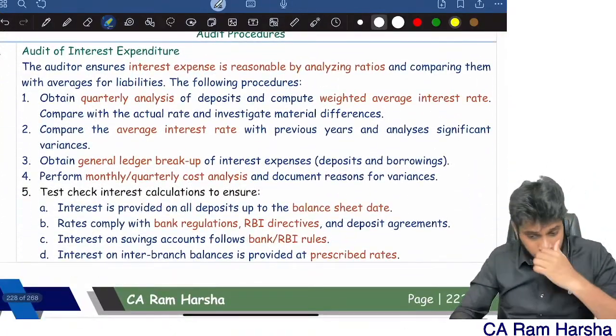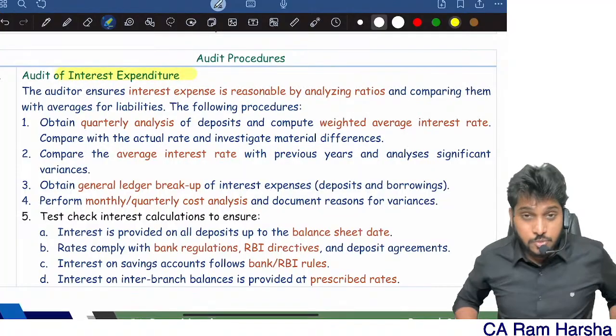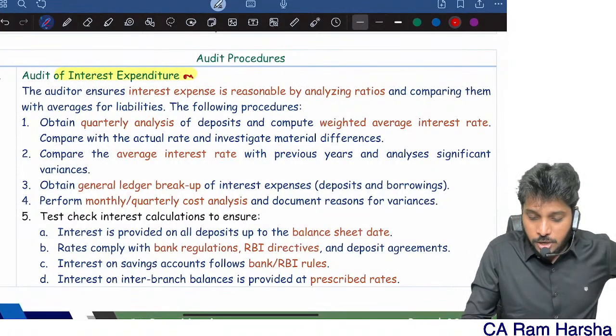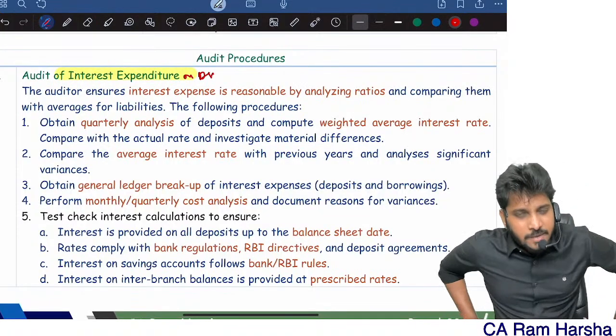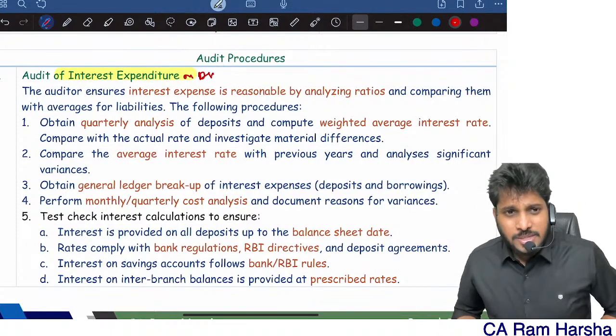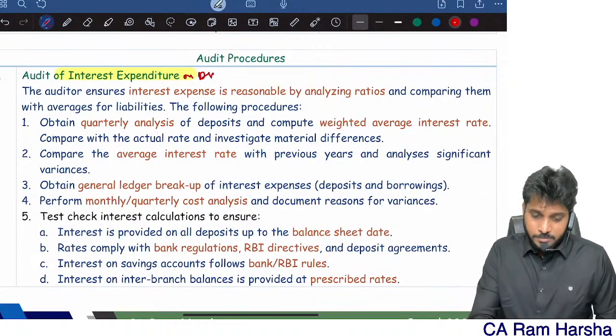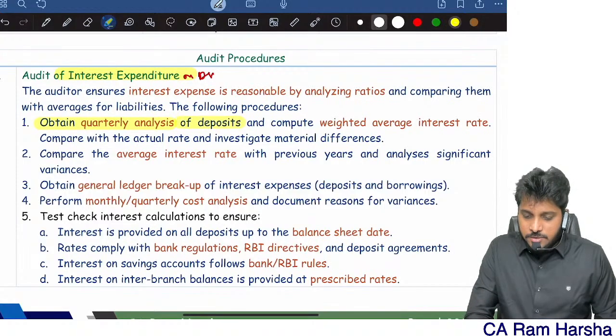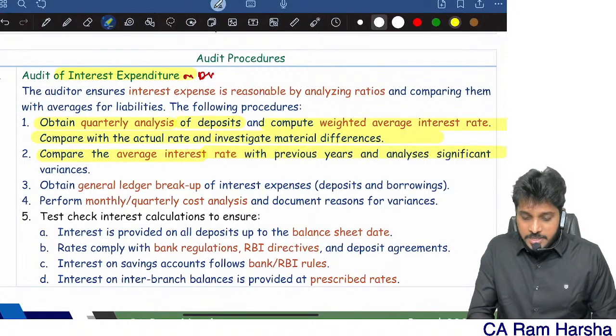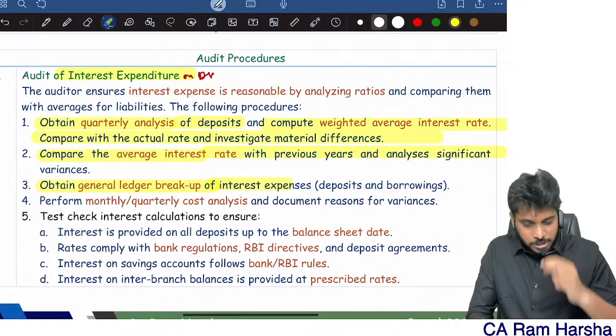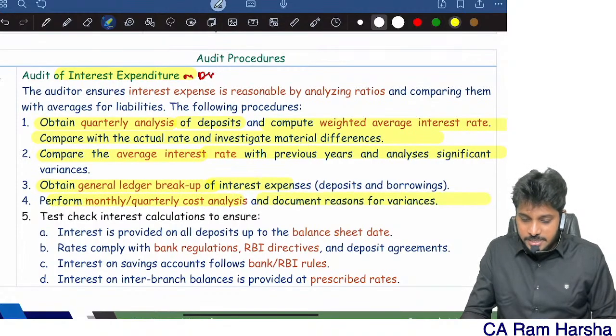Audit of expenses. In expense audit, interest expenditure is most important. Interest expenditure on deposits, FDs, savings deposits, all that will be at the rate. So that is the interest expenditure for the bank. Get a quarterly analysis of deposits and compute weighted average interest. Compare average interest rate with previous years. Obtain general ledger breakup of interest. Perform monthly or quarterly cost analysis and document various reasons.